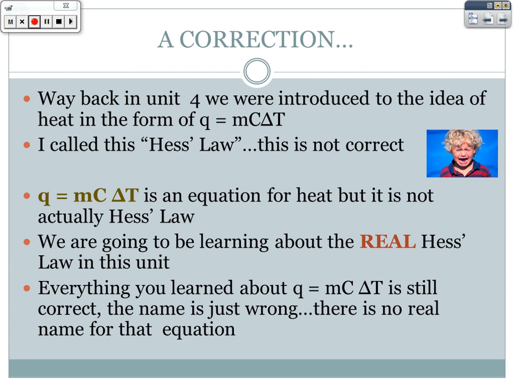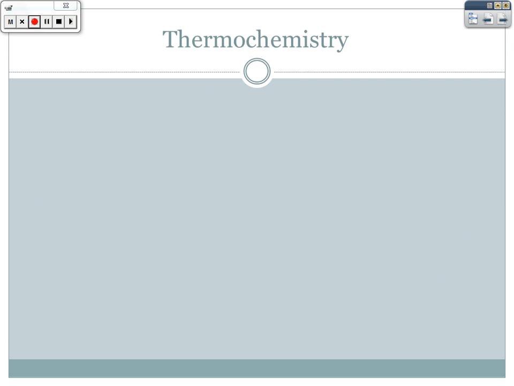There is actually no real name for that equation. Q equals mc delta T is an equation we use for heating and cooling curves. It's not actually Hess's law. It's the heat equation, I guess, is what you could call it if you wanted to. So, I'm sorry, I hope that doesn't confuse you too much. And let's get to it.